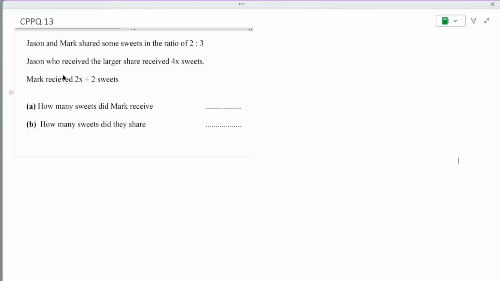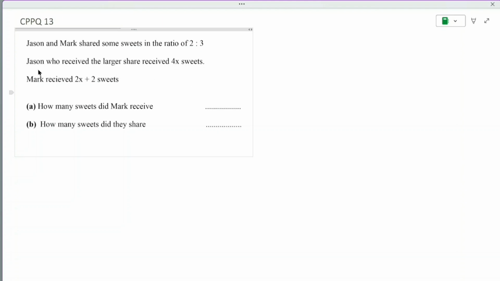Question 13. Question 13 was actually created from question 12. We tried to make the ratio question harder by including algebra in it. Let's attempt it. Jason and Mark shared some sweets in the ratio of 2 to 3. Jason, who received the larger share, received 4x sweets.